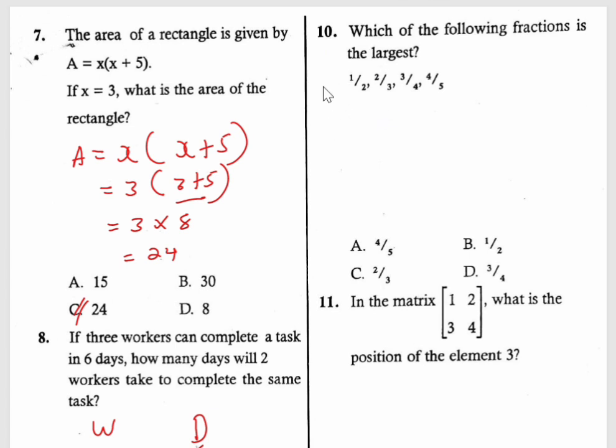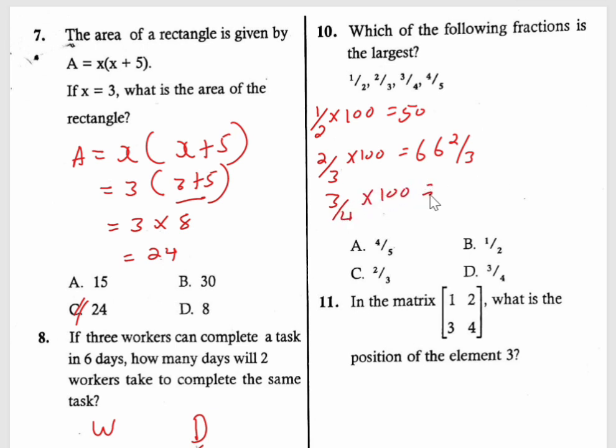So I'm going to start with the half. I'm going to multiply by a common number, which is 100. So this is a half multiplied by 100. I'll get 50. Number 2, that is this fraction. The second fraction is 2 over 3. 2 over 3 multiplied by 100, I get 66 2/3. And then the third one, I have 3 over 4 multiplied by 100. I get 75.